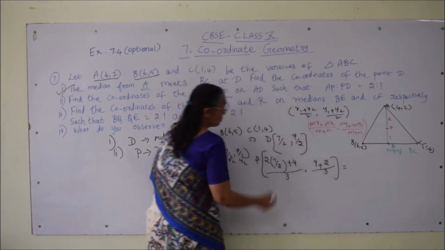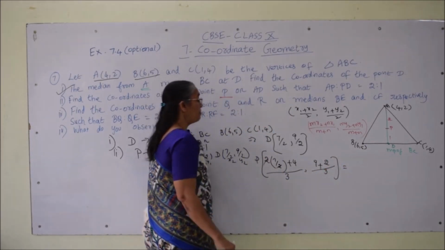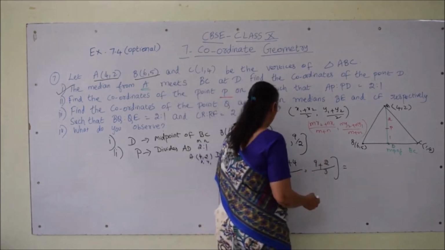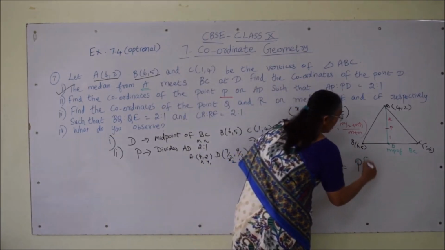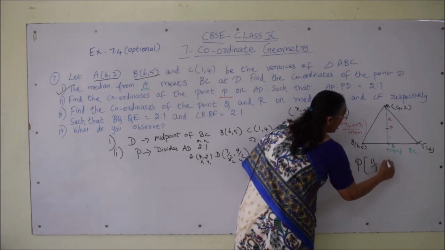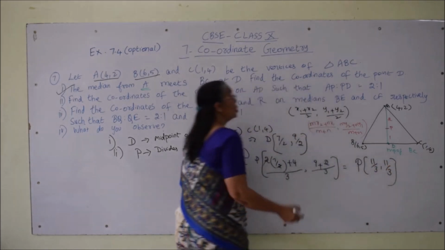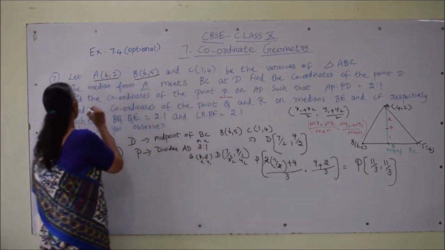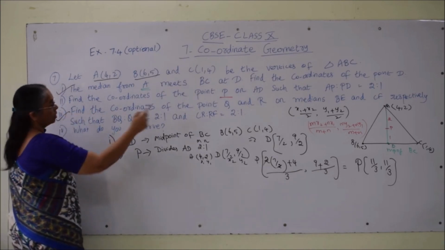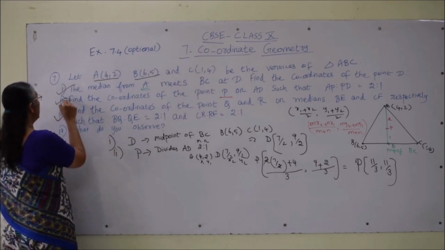So, this will give 11/3, again 11/3. The coordinates of P are (11/3, 11/3). So, the second part of the problem is also done. Now, the third one.